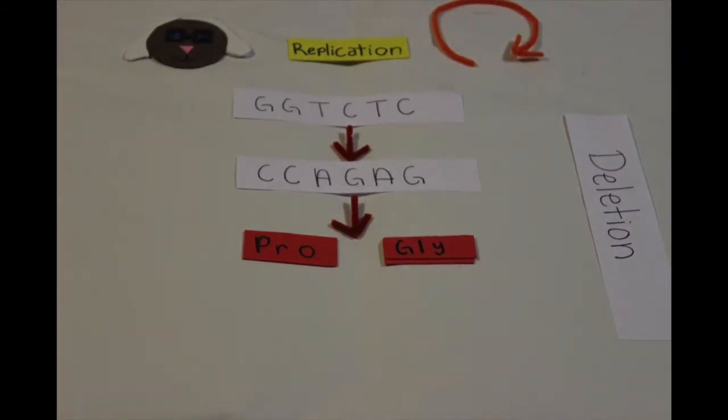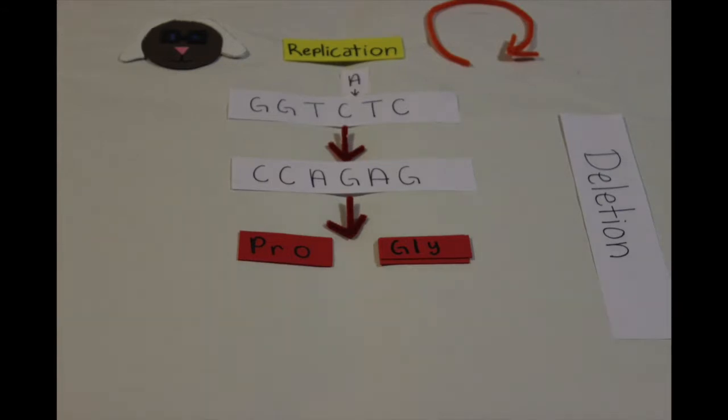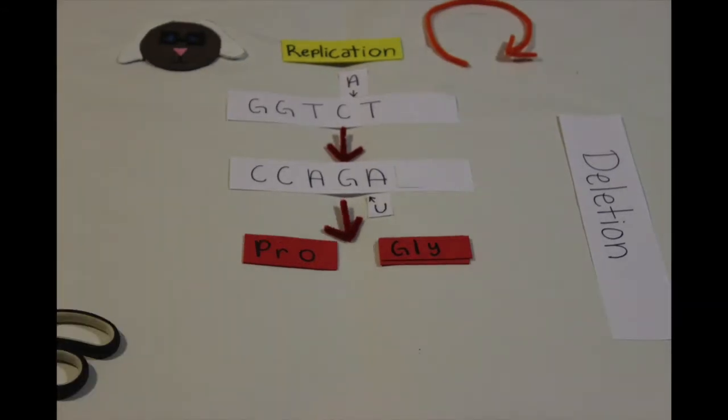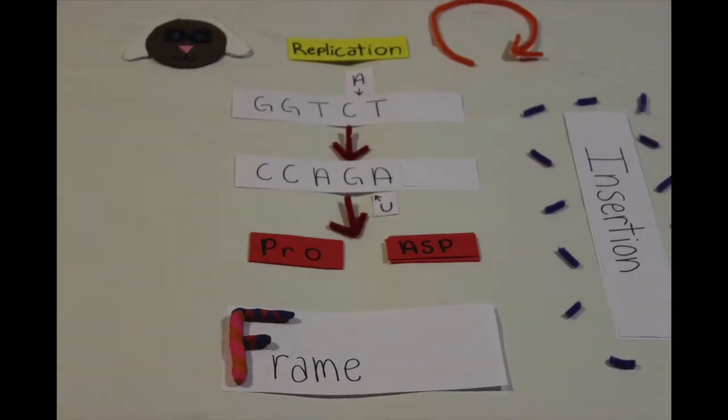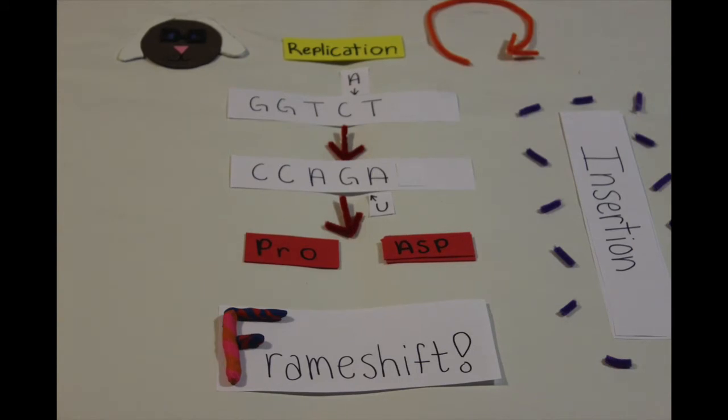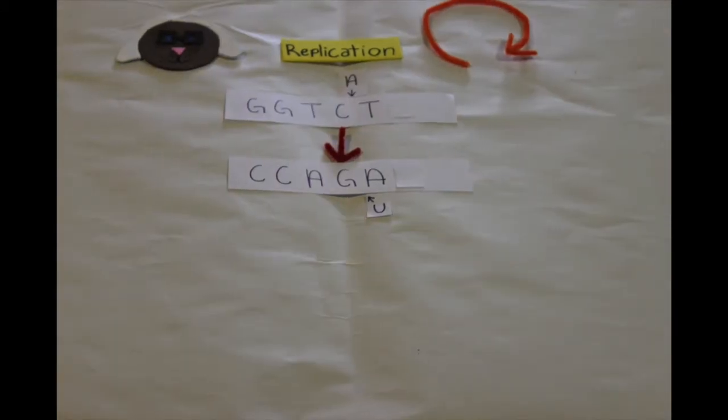Insertion is a similar process, except a nucleotide is added instead of removed. If adenine is added after the first C, then the triplet codon will change from CTC to CAT. The end result is an amino acid of aspartic. These two mutations are known as frame shift mutations since the adding or removing of the nucleotides shifts the total framework of the sequence.